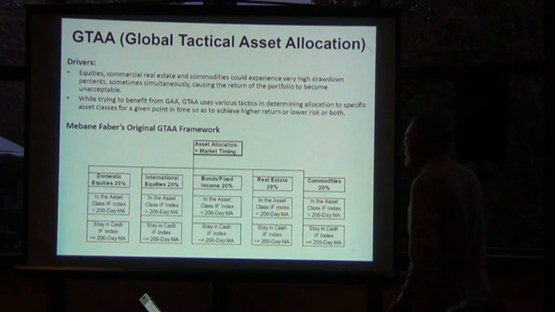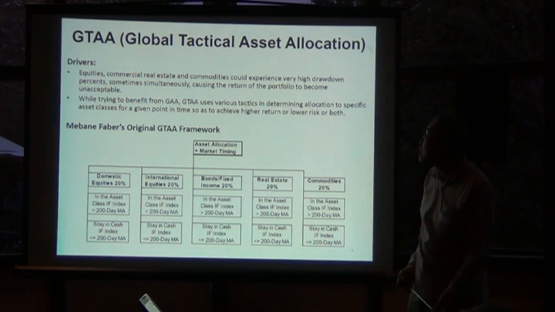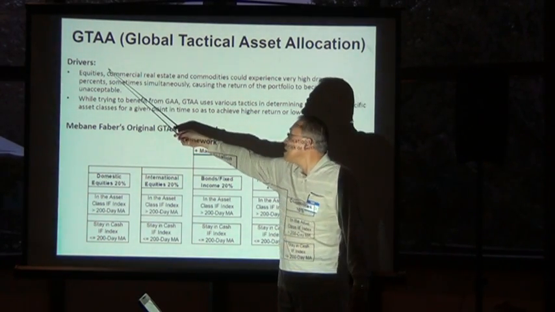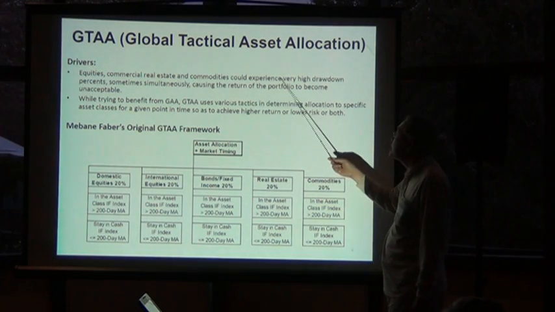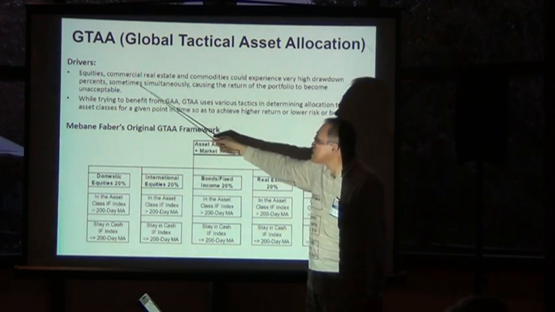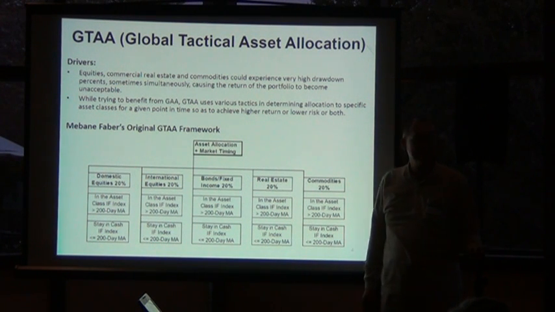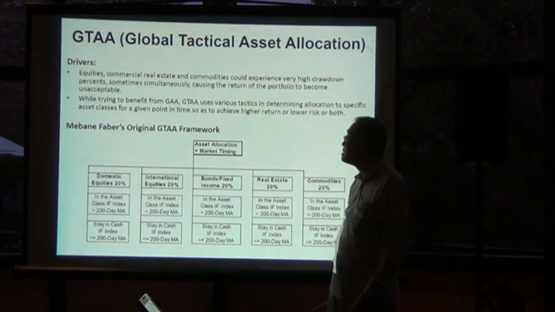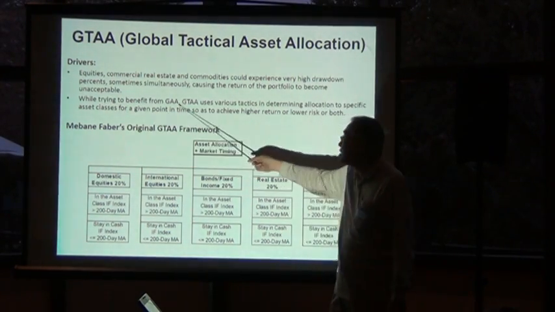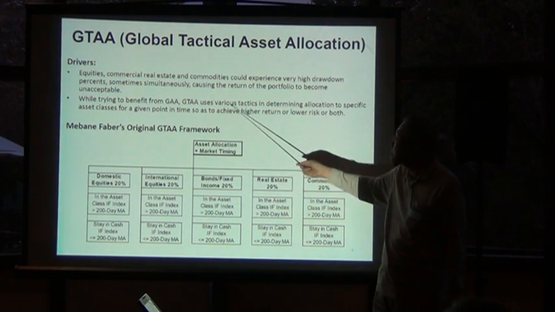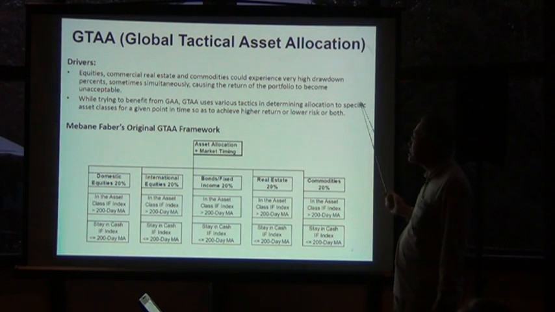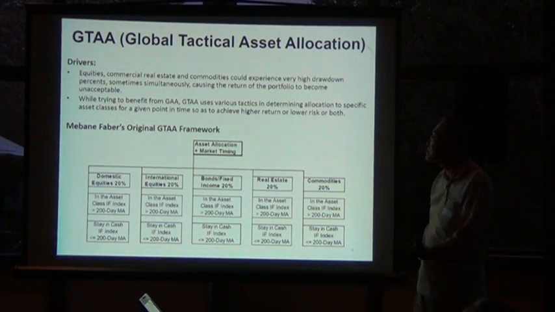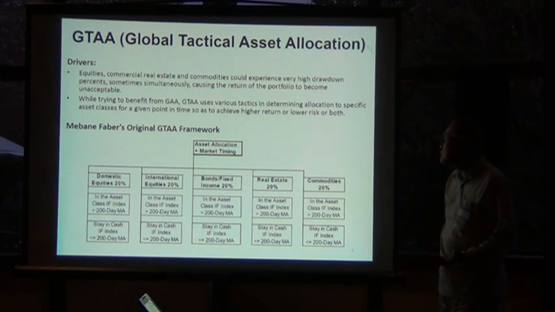Now comes the next iteration, called GTAA, Global Tactical Asset Allocation. The issue that we have is that equity, commercial real estate, and commodity could experience very high drawdown percent, sometimes simultaneously, as in the case of the financial crisis, causing the return of the portfolio to be unacceptable. While trying to benefit from the global asset allocation, the GTAA uses various tactics in determining allocation to specific asset classes for a given point in time so as to achieve higher return or lower risk or both.